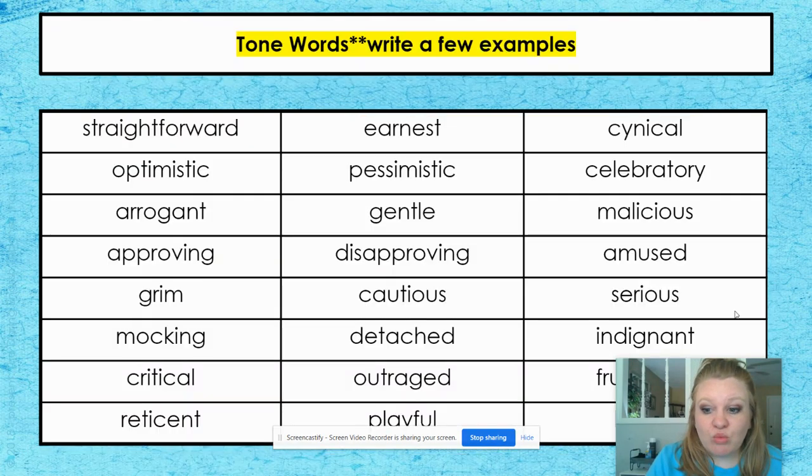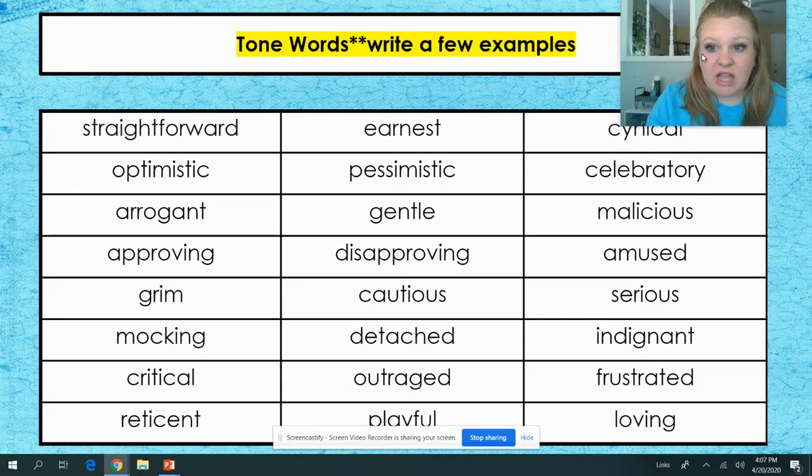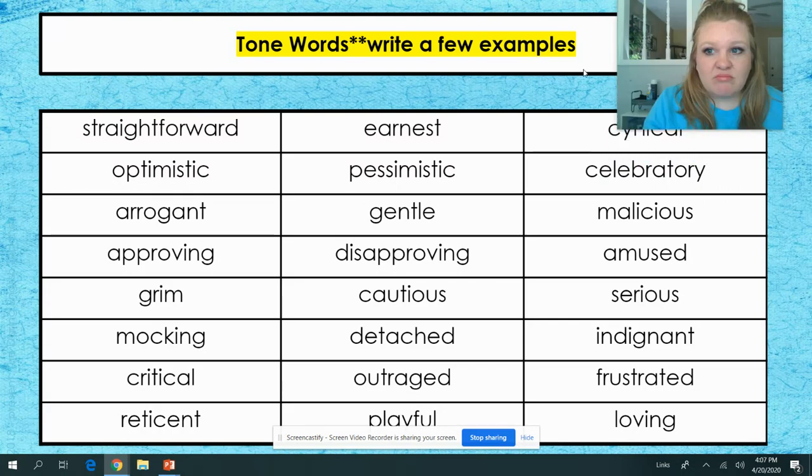So here are some tone words, and you can just write a few examples of these. I would write some that I know and some that I don't know and look them up. Straightforward, optimistic, arrogant, approving, grim, mocking, critical, disproving, gentle, malicious, amused, serious, frustrated, playful. So how are they speaking? And those are just some examples of words that you could use when someone says, what is the tone of the author? It might be some of those.